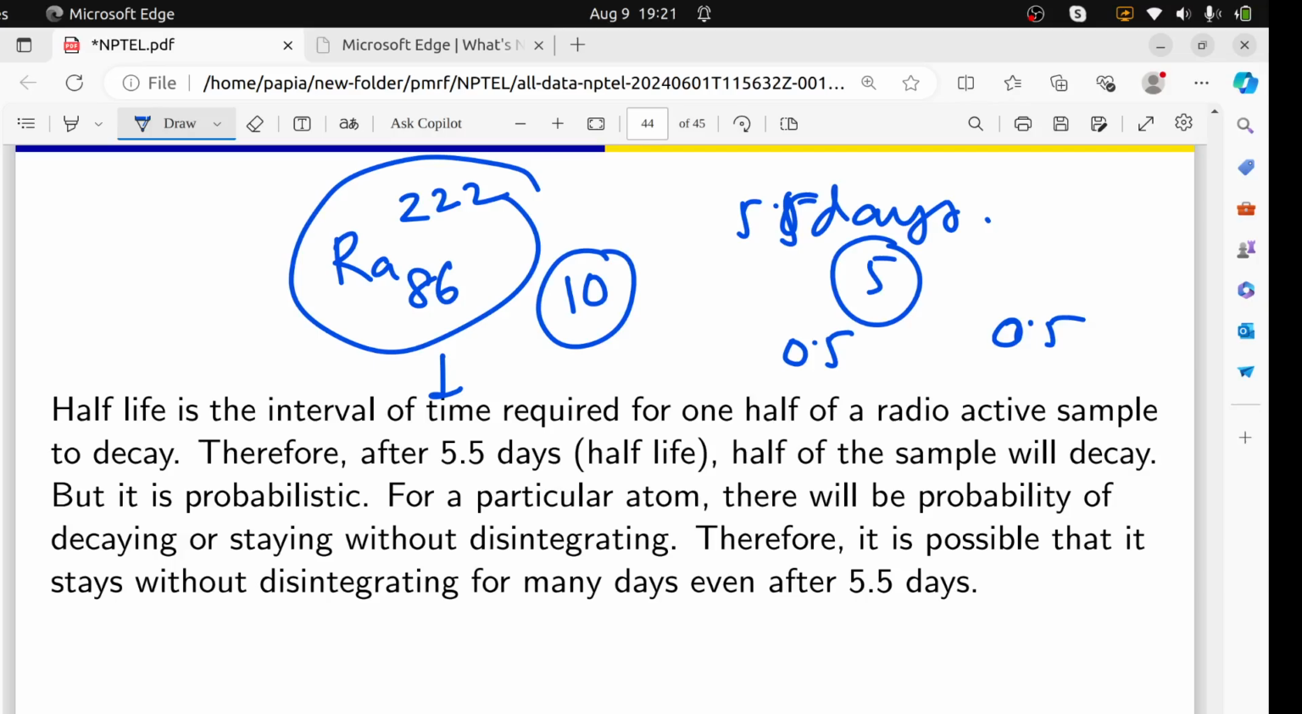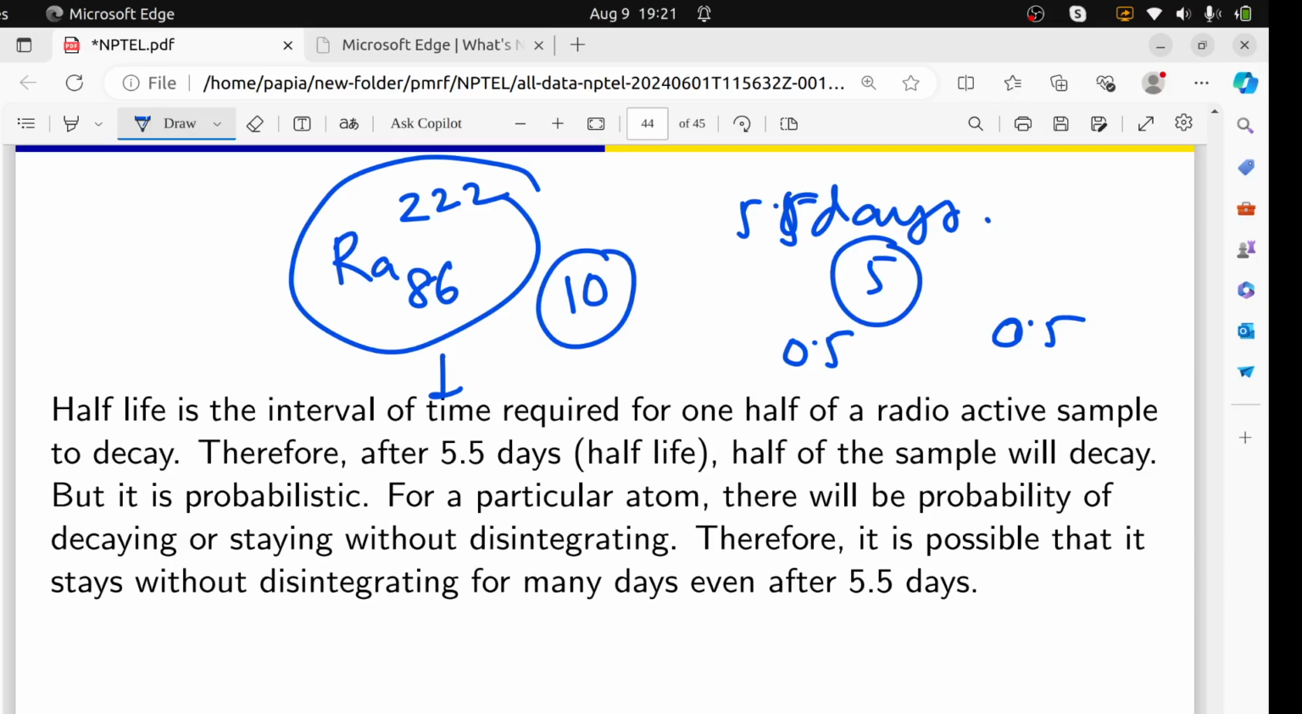As it is only one particle, it can decay within 5 days, 5.5 days, but it will not decay within 5.5 days, because the lifetime is 5.5 days. It can decay, let's say, in 10 days or 20 days or 25 days, something like that. But it can't decay within 5.5 days, that is for sure, because then only a 0.5 portion will decay, and a 0.5 portion decaying does not make any sense.